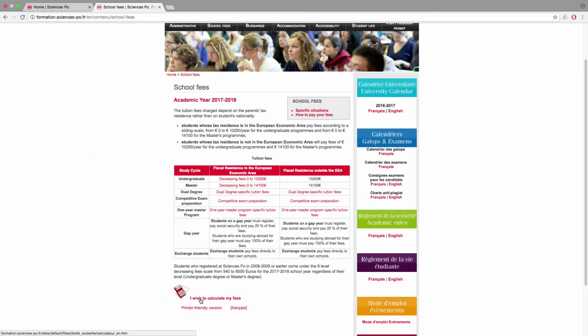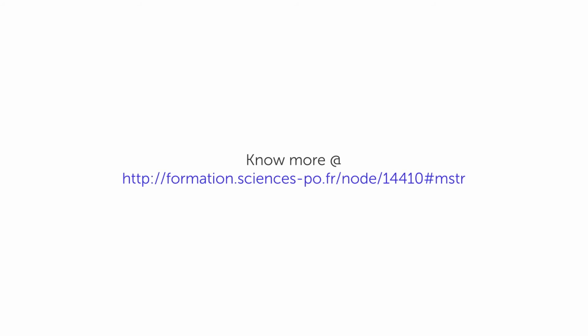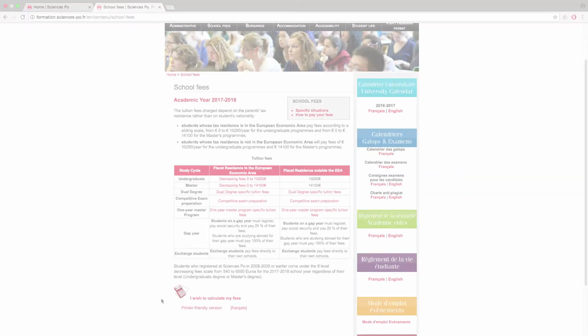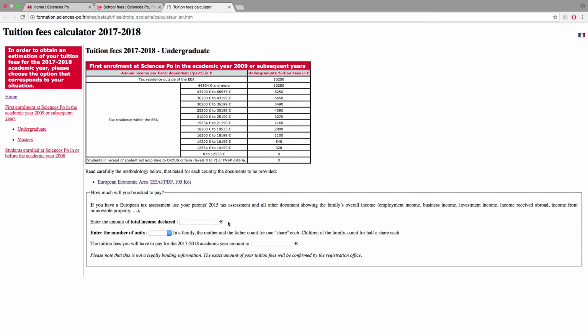For other European Economic Area residents, you can consult the list of documents to be provided for calculating your tuition in the calculator area. To find out more about the calculation method, go to the website where the calculation rules are detailed and a simulator allows you to estimate the amount of your tuition fees.